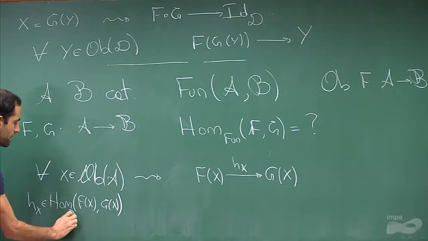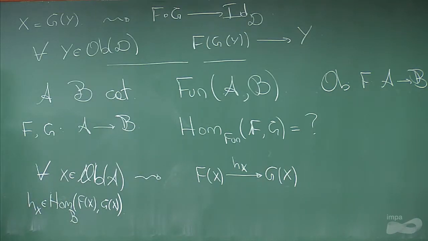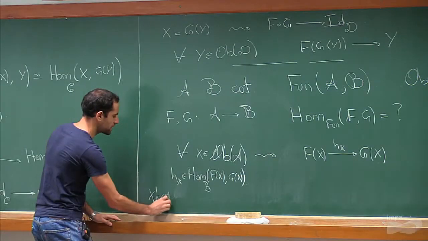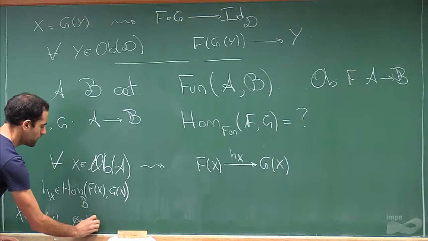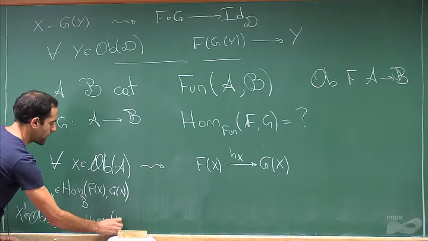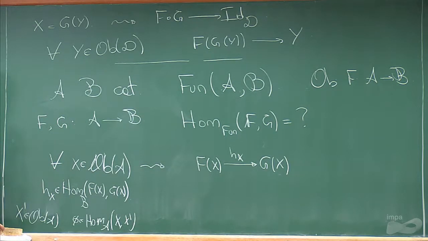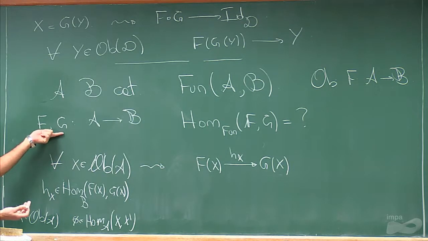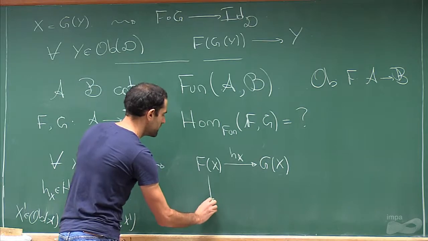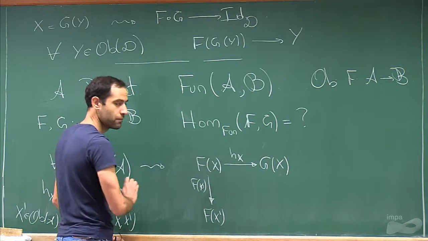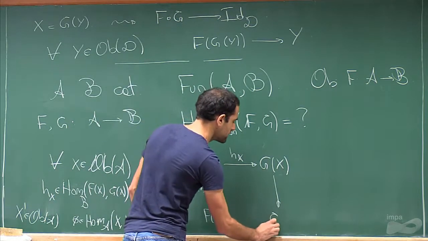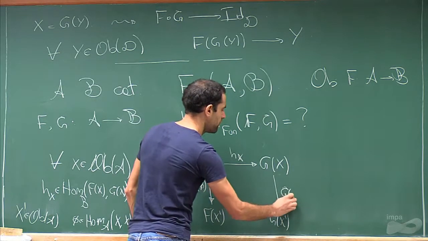This morphism is in the category B. Now suppose that you have a morphism in the category A from x to another object. So let's suppose that now you take x prime to be an object in A, and you have some phi, which is a morphism in the category A from x to x prime. So now, since f and g are functors, you have a morphism from f of x to f of x prime, which is called f of phi. And you have another morphism from g of x to g of x prime, which is g of phi.